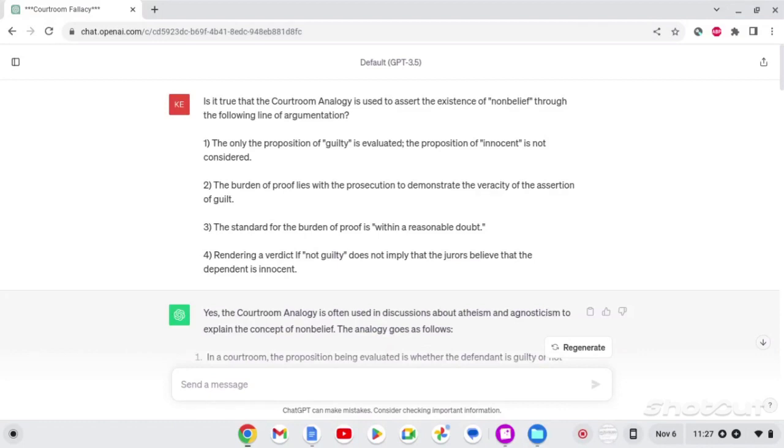I'll ask you in advance to please forgive my typos, but here we go. I begin by asking, is it true that the courtroom analogy is used to assert the existence of non-belief through the following line of argumentation? 1. Only the proposition of guilty is evaluated. The proposition of innocent is not considered. 2. The burden of proof lies with the prosecution to demonstrate the veracity of the assertion of guilt. 3. The standard for the burden of proof is within a reasonable doubt. 4. Rendering a verdict of not guilty does not imply that the jurors believe that the defendant is innocent.